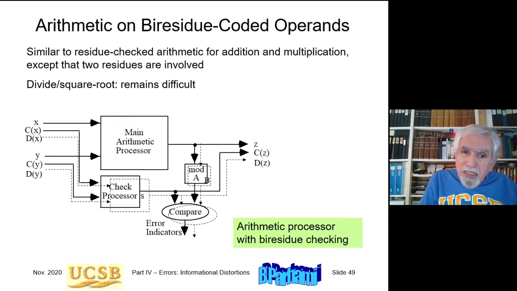Okay, this one basically says you need 2 check processors. So if you have modulo 7 and modulo 15, each input has 2 things attached to it, the residues. And then each of those 2 things goes into a separate check processor. And if both of those residues that you compute match the residues of mod A and mod B of the result, then you are okay. Otherwise, you have an error.